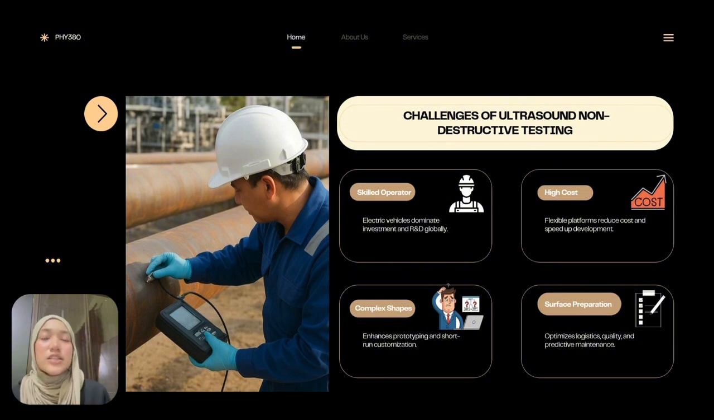Another challenge is the inspection of components with complex shapes. For instance, curved or irregular surfaces may affect the transmission and reflection of ultrasonic waves, making defect detection more difficult. In addition, proper surface preparation is often necessary to ensure good contact between the probe and the test material. Material characteristics such as grain structure and thickness may also influence the accuracy of measurements.